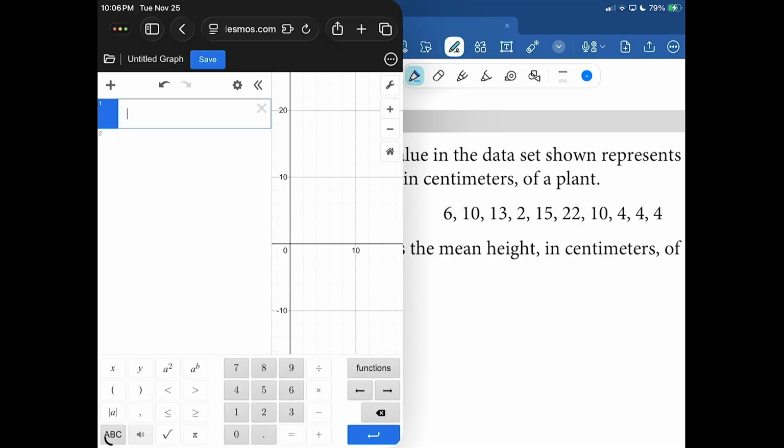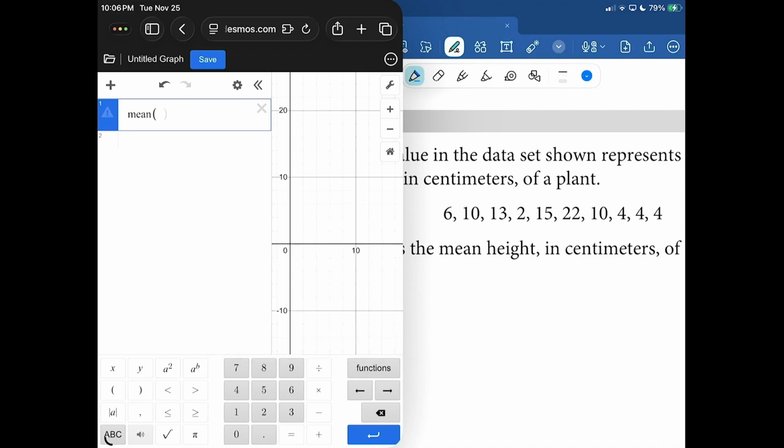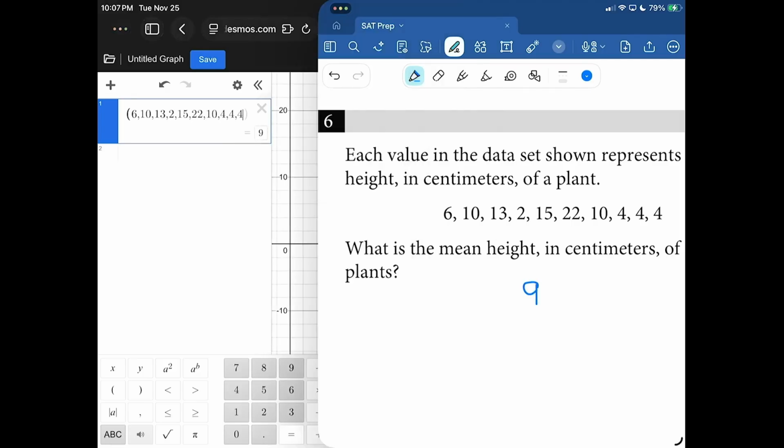Once you click on the bar where the graph is, you're going to click functions, and you can scroll down and you see where it says statistics and you can find the mean. All you're going to do is plug in all of these values and it will calculate it for you. So our mean height in centimeters is going to be 9.